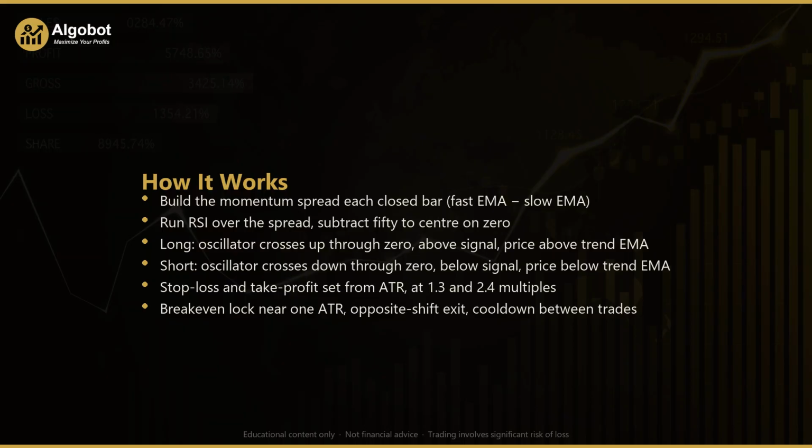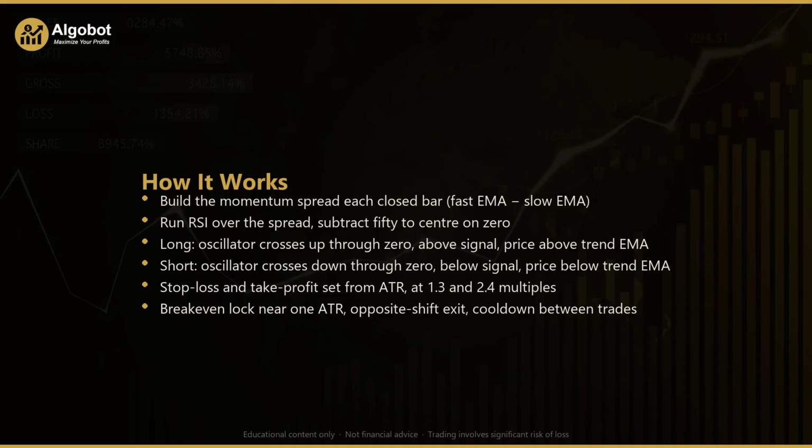Risk management is defined the moment a trade opens. The stop loss is placed at the average true range multiplied by 1.3. The take profit is set at the average true range multiplied by 2.4. That's a reward to risk shape of roughly 1.8 to 1. As the trade moves in its favor by about 1 full ATR, an early break-even lock nudges the stop up to the entry, plus a small buffer, so the position aims to give back less if the move stalls.